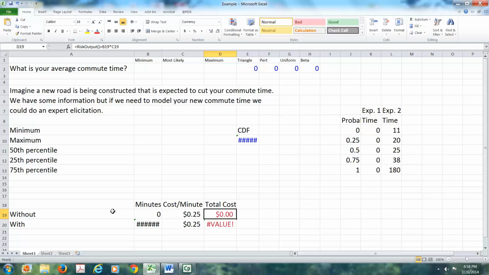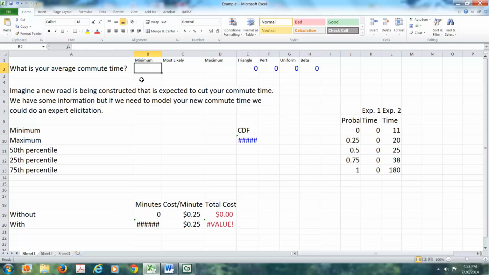We want to see the distribution of commute cost for you using the route that you take right now. Then we're going to assume a new road is being built that will shorten your commute time. And we want to see the distribution of commute cost for that future commute as well. So let's begin with the current commute.